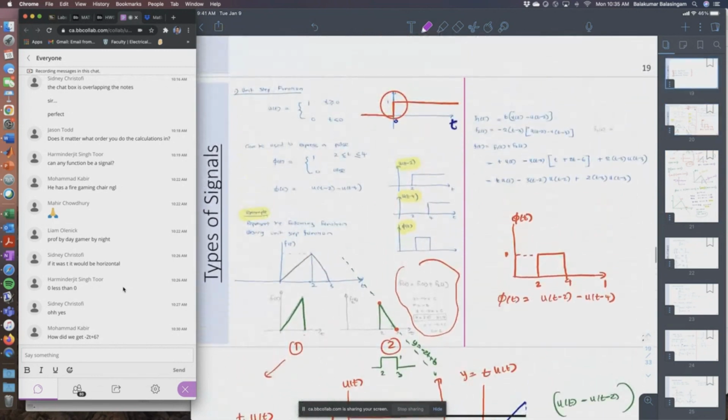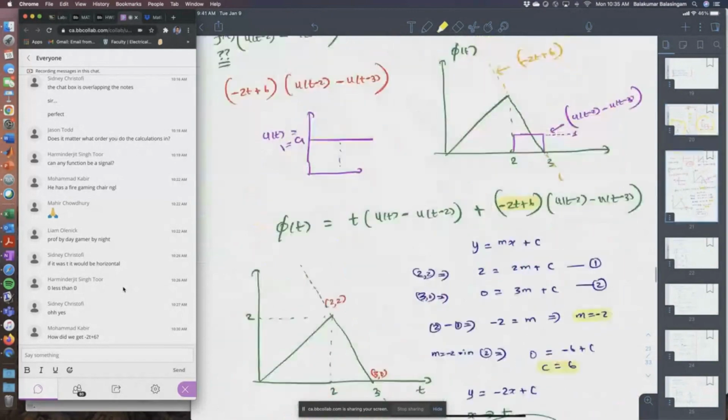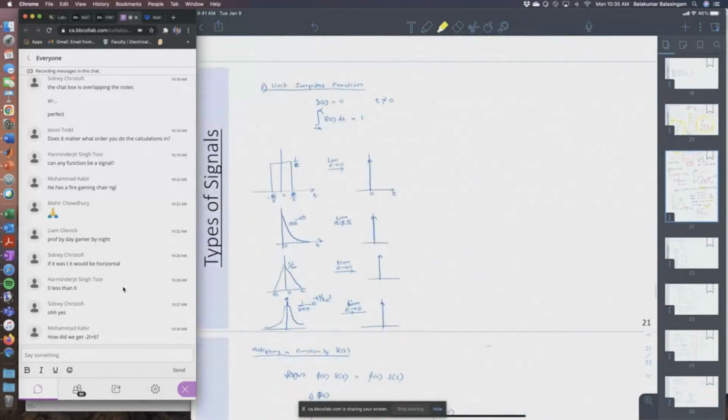So basically what we did, we used a unit step function to explain signals. First, we used a unit step function to explain a signal like this, and then we used a unit step function to explain a signal like that. Okay, now we are going to study another important function. This is called the unit impulse function.